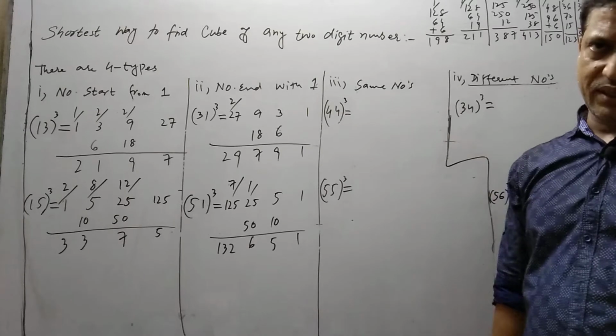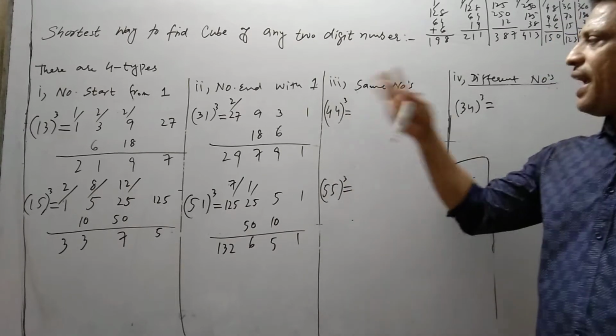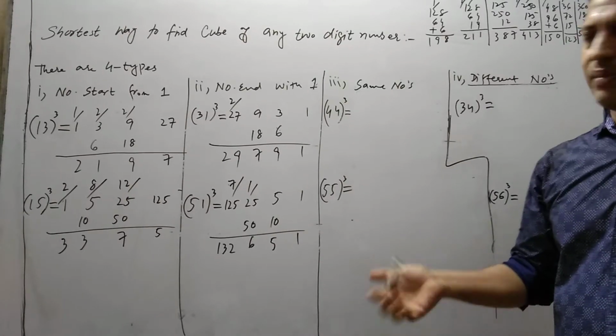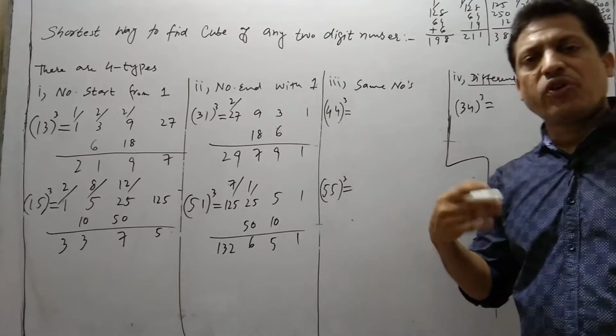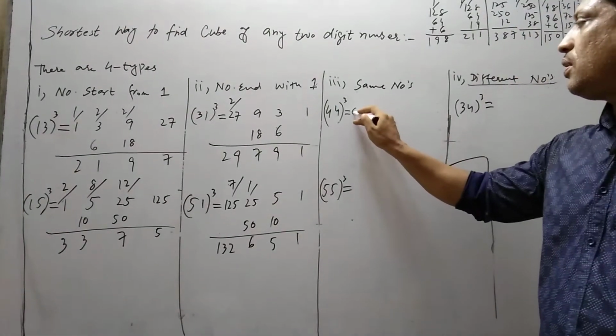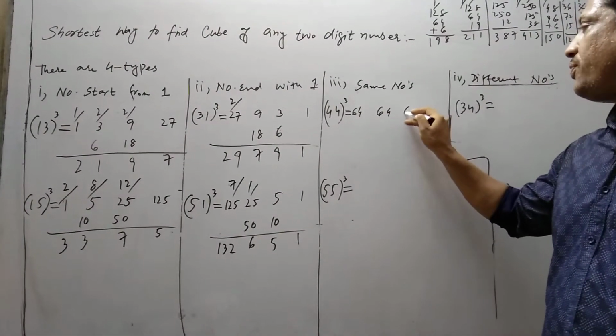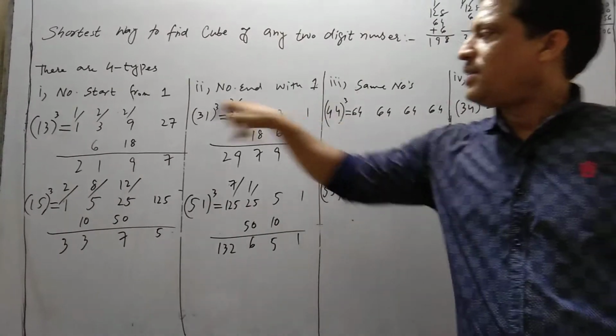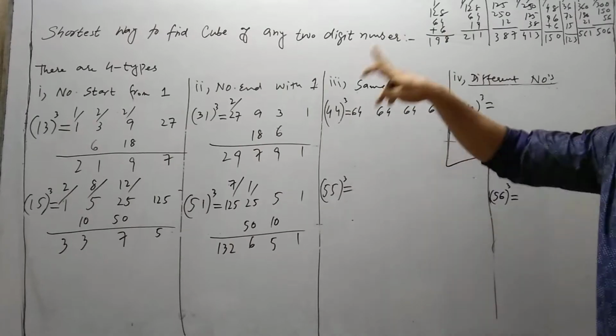Take any one of the numbers, because both numbers are the same. For example, 4. The cube of this number is 64. You know 4 cube is 64. Write 64 four times: 64, 64, 64, 64. And the same rule applies in this case too.